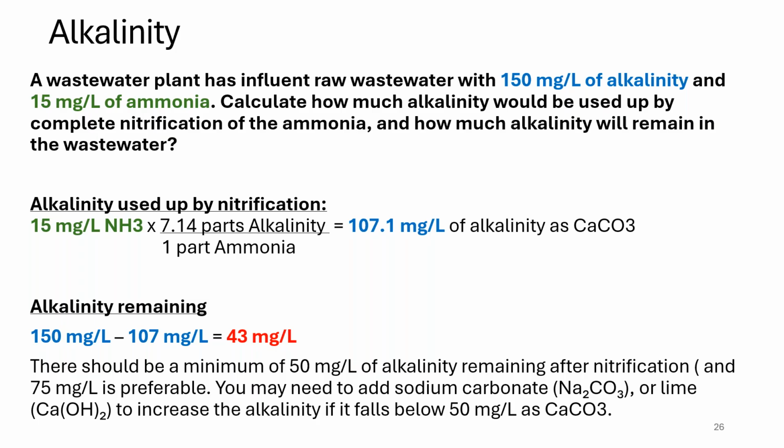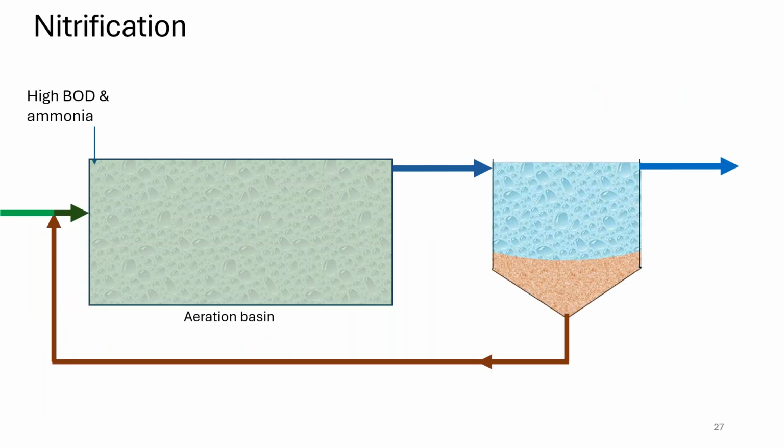If you have a problem where you have low alkalinity and the nitrification is going to use it up, you can help yourself out by adding some alkalinity. Usually that would be something like sodium carbonate or lime to increase it. Now I want to give you a little diagram here.